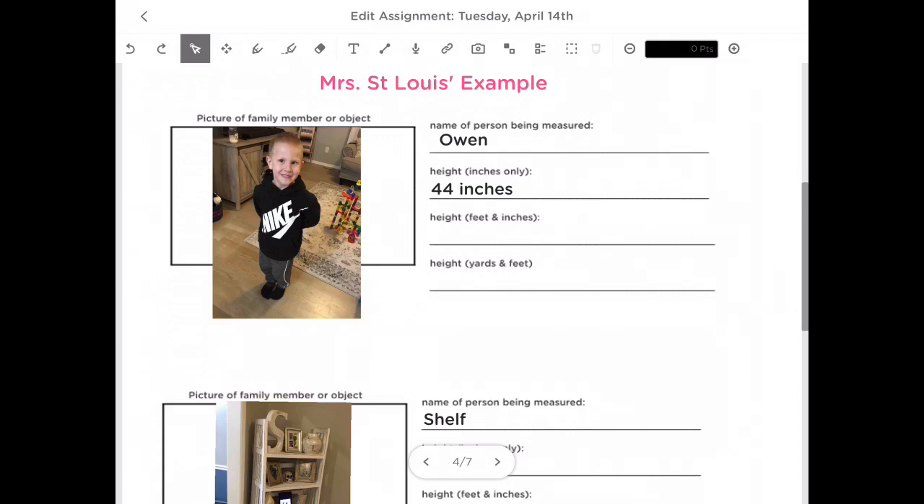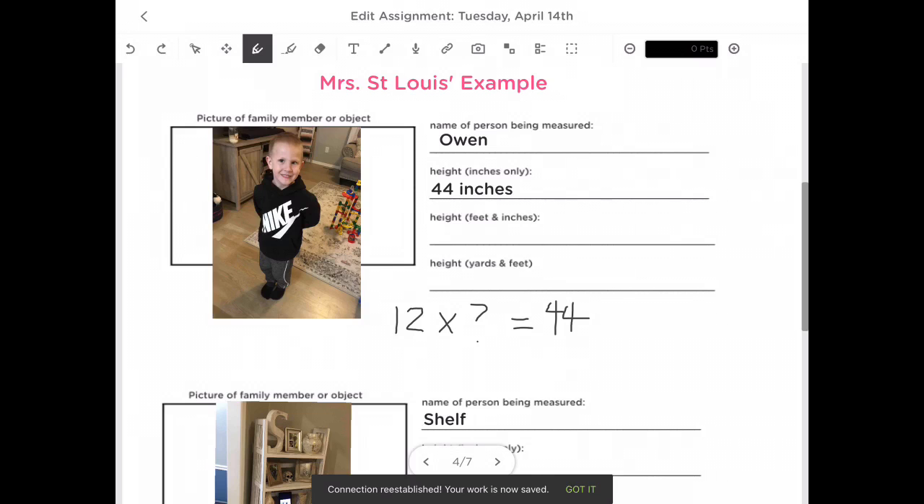So what we're going to do, we're going to first measure it. We're going to convert it from the inches to feet and inches. And it says feet and inches because if you have a remainder, if it doesn't come exactly to feet, whatever is left over is going to be in inches. So what you're going to do, you're going to figure out 12 times what is going to give me that 44. You can think of it as 44 divided by 12.